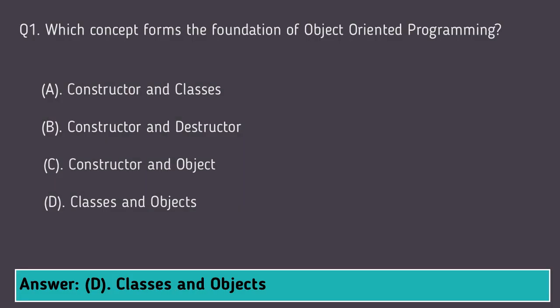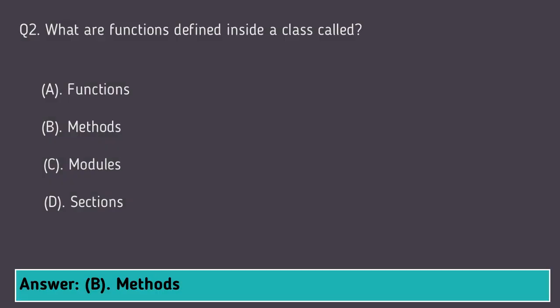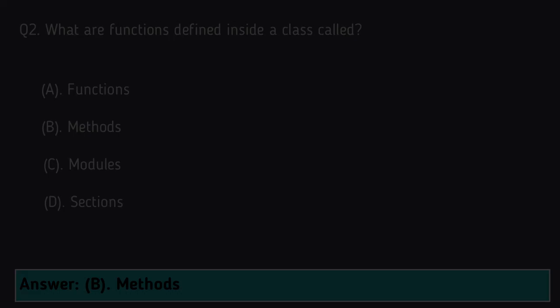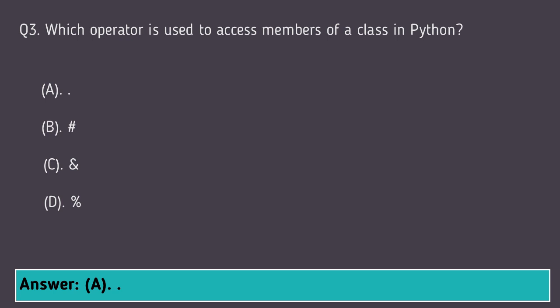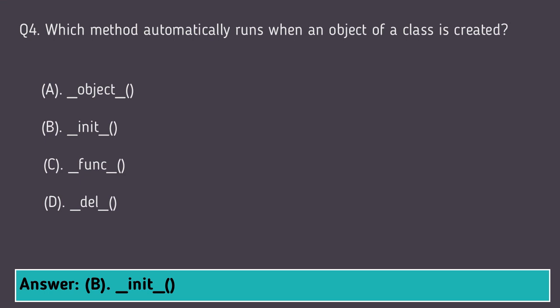Object-oriented programming mainly revolves around classes and objects. Functions that belong to a class are called methods. The dot operator is used to access attributes and methods of a class. The init method is automatically executed when a new object is created.